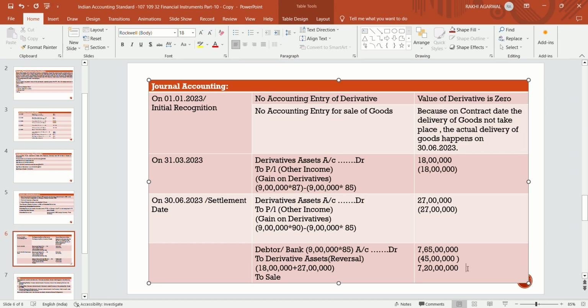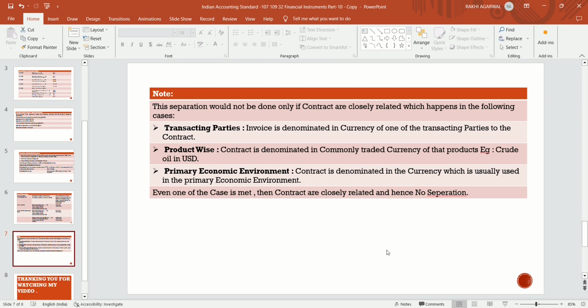Now on the actual delivery of goods, when the sale happens, if we receive the consideration, then we will debit the bank account. But if we do not, we will debit the debtor account by 7 crore 65 lakhs, credit derivative asset, that is the reversal entry, by 45 lakhs, and credit sales by 7 crore 20 lakhs. In this way accounting entries are to be prepared. This is the split accounting we had discussed, where we separate the derivative accounting and the main accounting.